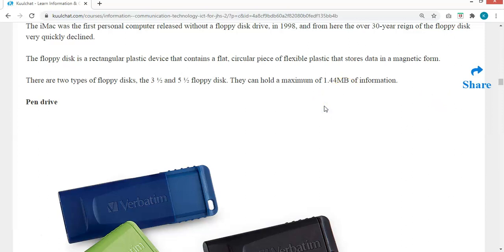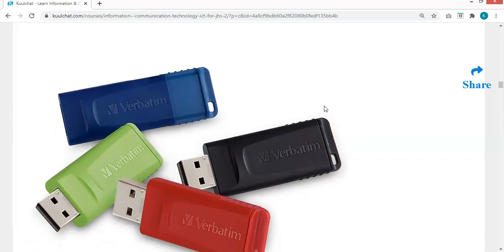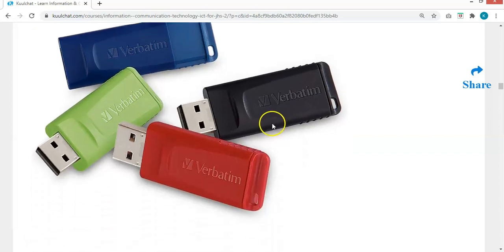Then the popular storage device, which I believe you know because many of you use it to store movies, is the pen drive. So as you can see, we have the pen drive, we have the USB.